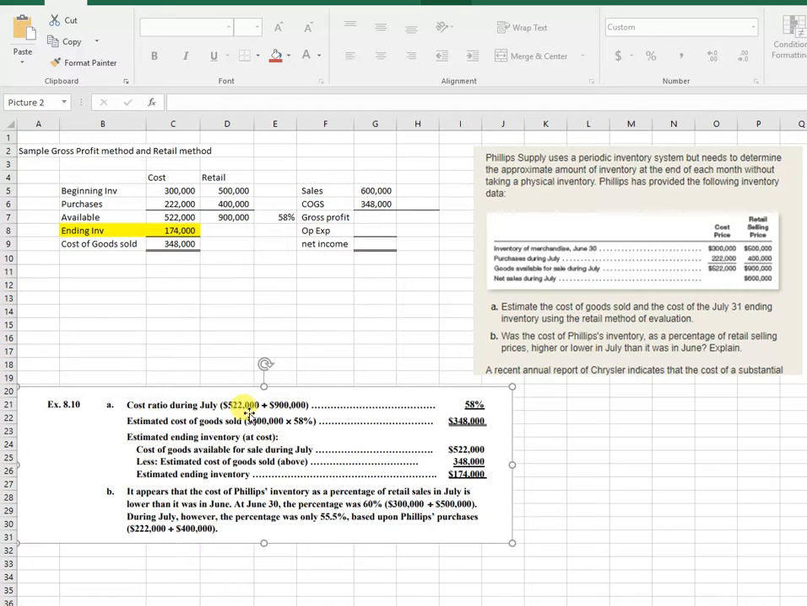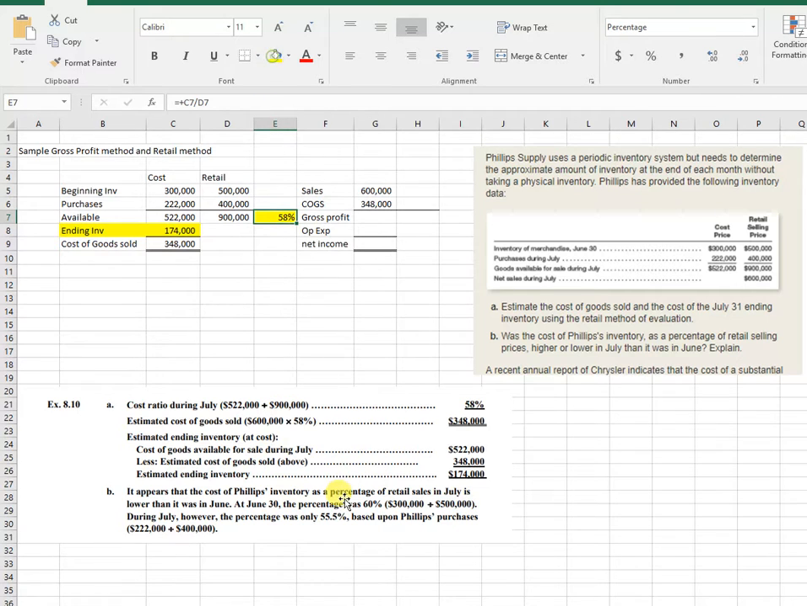But notice they did the cost to retail ratio of 522 divided by 900,000. They got the 58% right there. Estimated cost of goods sold is 600,000 times 58%, which I did in this cell formula. You can see the 600,000 times the 58% is 348, and then they took the 522 minus ending inventory to get 174. So it just looks a little different. It's just the same framework. My ending number is kind of buried in the middle and highlighted where they end with the ending number. So it's just the same setup, just a different order.